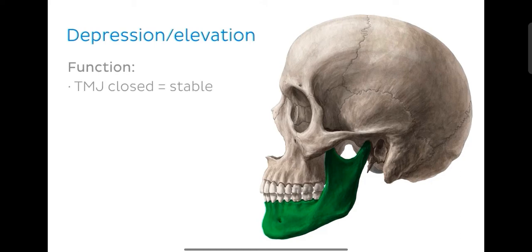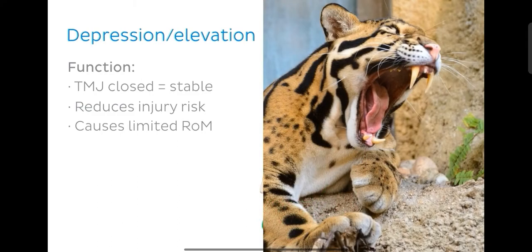Well, when the TMJ is closed, the power of the muscles and the depth of the socket make it very stable. This will then reduce the chance of injury. And if you badly injure your jaw, you can't eat, which isn't good from an evolutionary perspective. The payoff for having a deep socket, though, is limited range of movement, which we abbreviated to ROM. In fact, with rotation at the TMJ alone, you can only open your mouth about 20 millimeters or so.